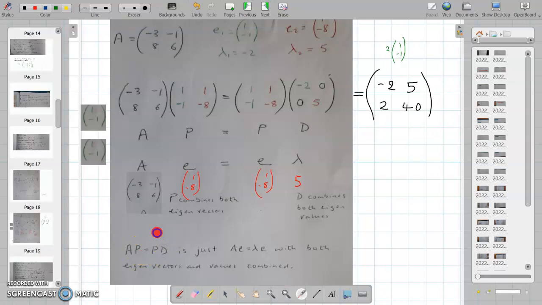So what I'm saying is that AP equals PD is just AE equals E lambda, with both eigenvectors and eigenvalues combined. Obviously this is not a proof, this is just a way of seeing how it works. It's just an example of AP equals PD and how it works.